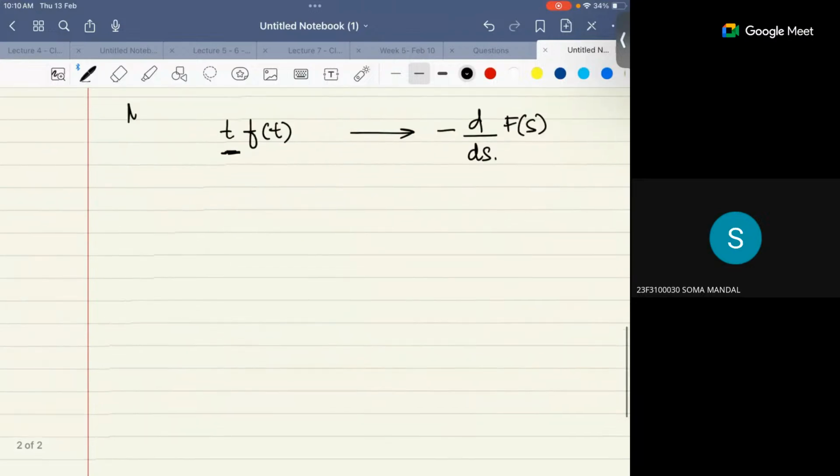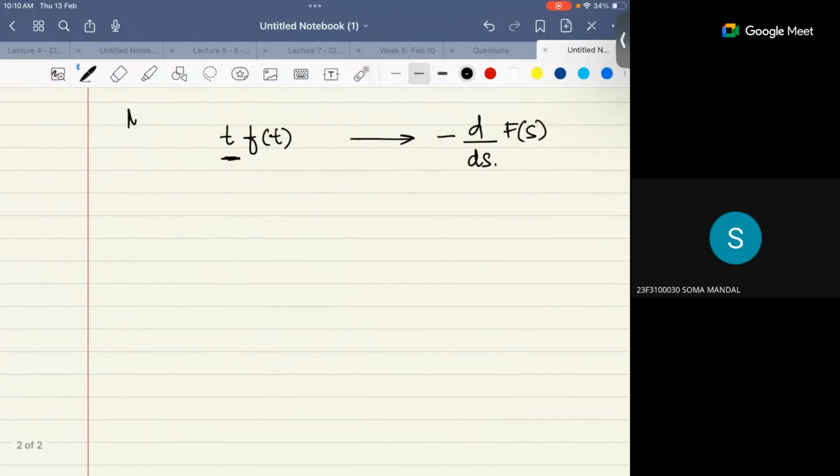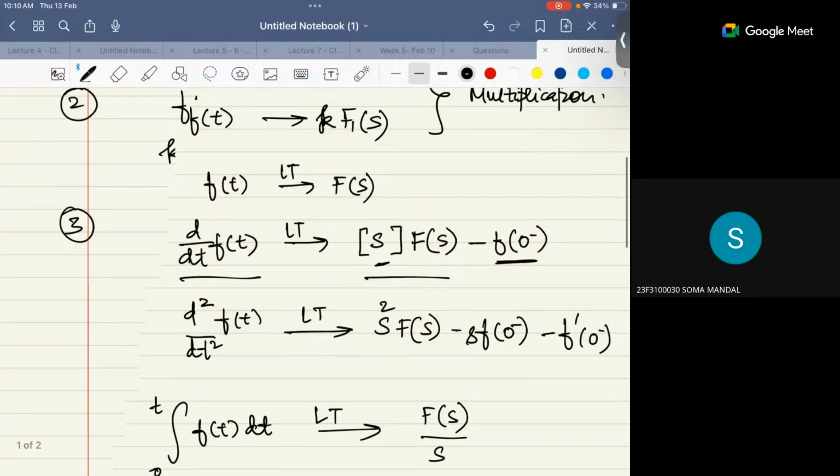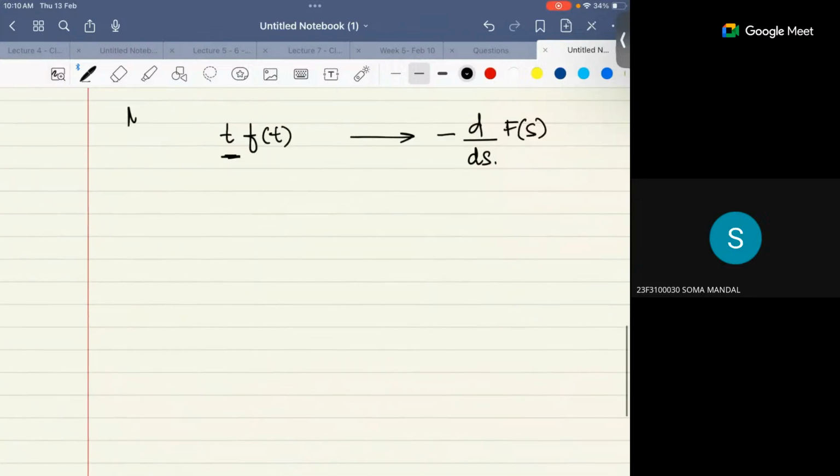I guess initial value theorem and final value theorem, I'll just write it here. That has also been discussed, I guess, in the coming weeks. So initial value theorem, if we have to calculate for any signal that has been given, this is called the initial value theorem.